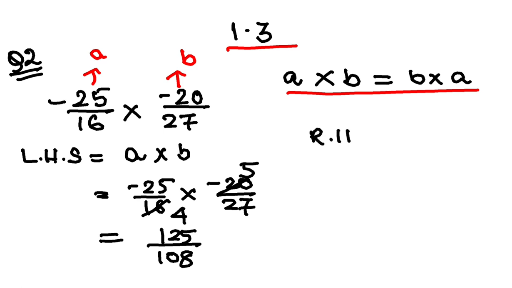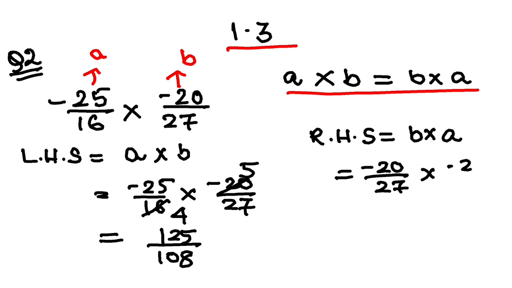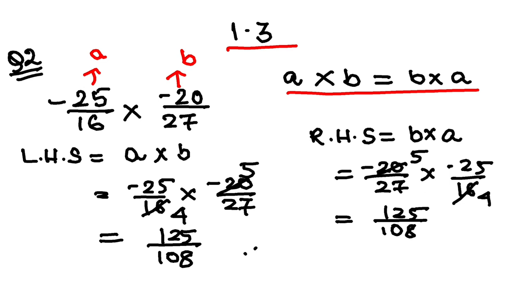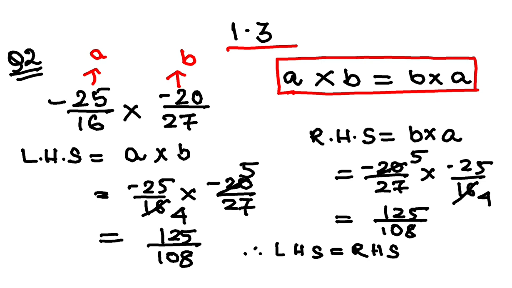Now let us find the right hand side. Right hand side is nothing but your B into A. Okay, so this will be now minus 20 by 27 into minus 25 by 16, by 4 times, by 4 5 times, minus minus plus. Again you will get 125 by 108. Okay, that means your left hand side and your right hand side are equal, and hence this commutative property over here is verified. Okay, now in this same process you can try the other questions.